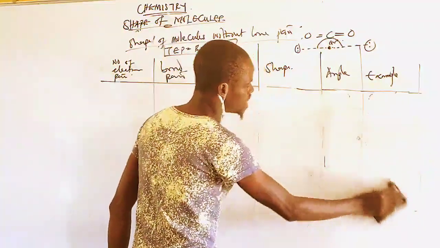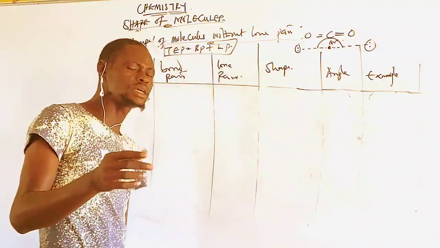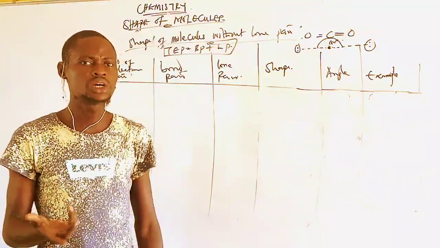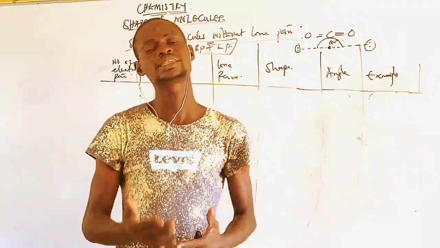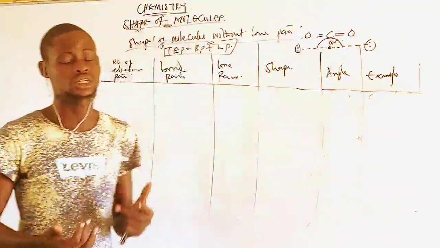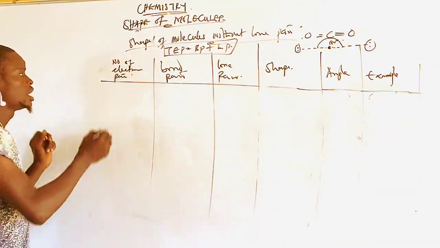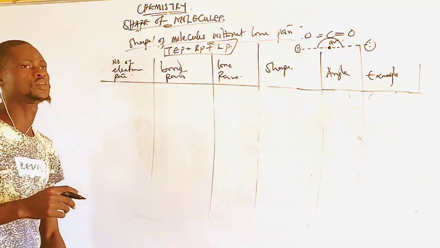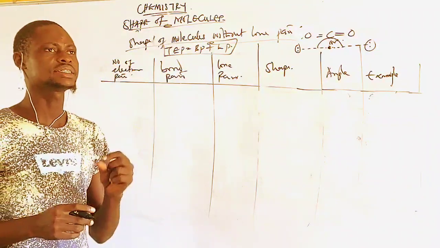Now, before I move on to that, let me explain something to you. When there is a lone pair in a molecule, the more lone pairs that are found in the molecule, the lesser the bond angle. So when the lone pairs increase, the bond angle tends to decrease altogether. An example of this: do you know that HF, hydrogen fluoride, is linear in shape?